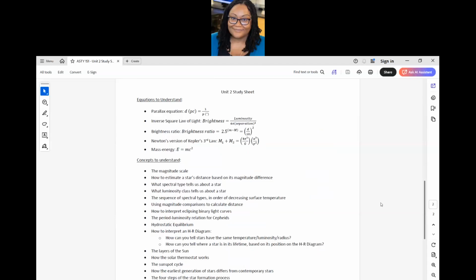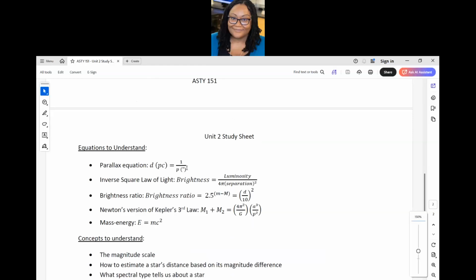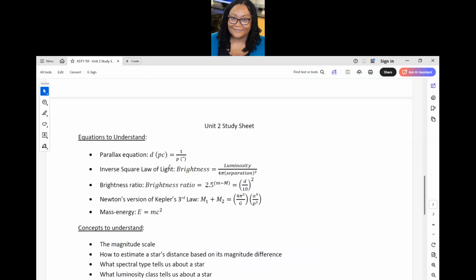Okay, on to the backside. There weren't very many new equations introduced in Unit 2. One of them is for parallax. This just tells us that the distance of an object in parsecs is equal to 1 over its parallax angle. And that parallax angle has to be measured in arc seconds for this to work out. If you need to calculate a parallax angle from a distance, you can just take the lowercase d and the lowercase p and swap them so that the parallax angle is 1 over the distance in parsecs.